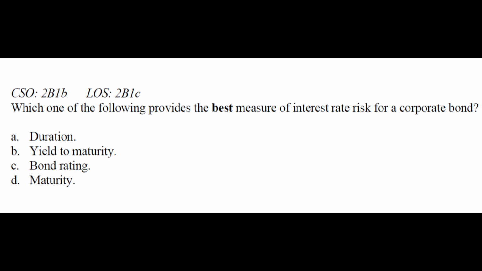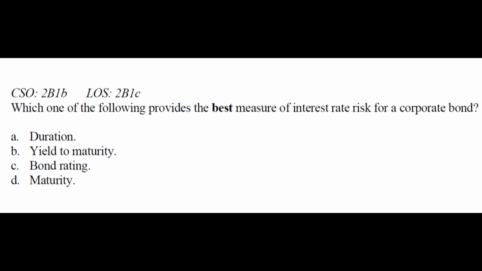Students should distinguish between maturity, which measures only the time until principal repayment, and duration, which measures the effective weighted average timing of cash flows and therefore captures true interest rate sensitivity. Choice analysis. A. Duration, correct. Duration is the best measure of interest rate risk because it estimates how much a bond's price will change when market interest rates change. Bonds with longer durations are more sensitive to interest rate movements.